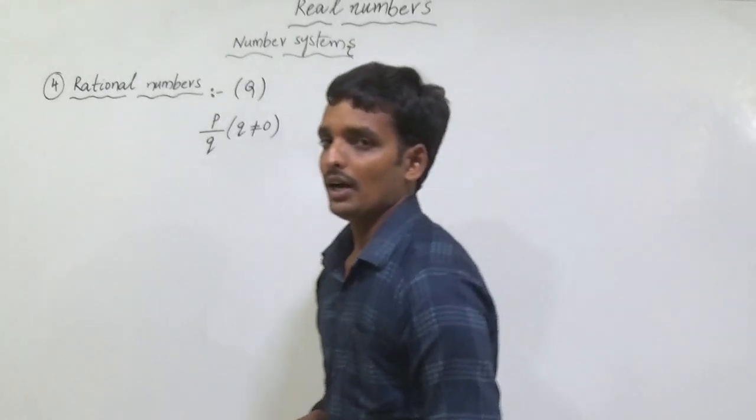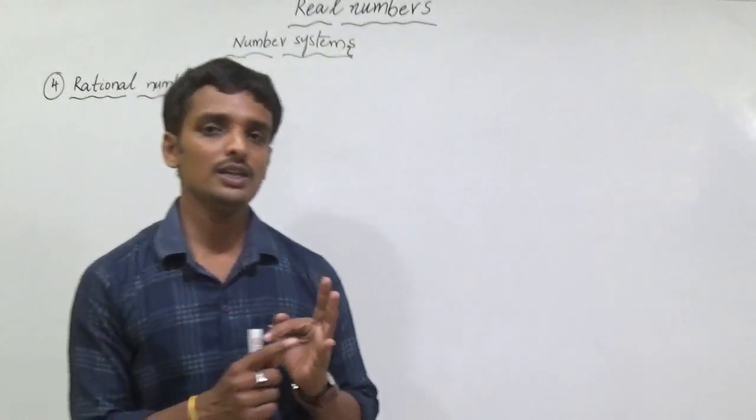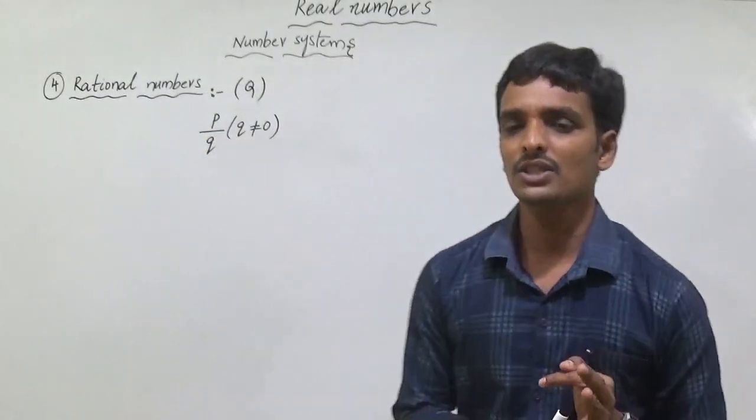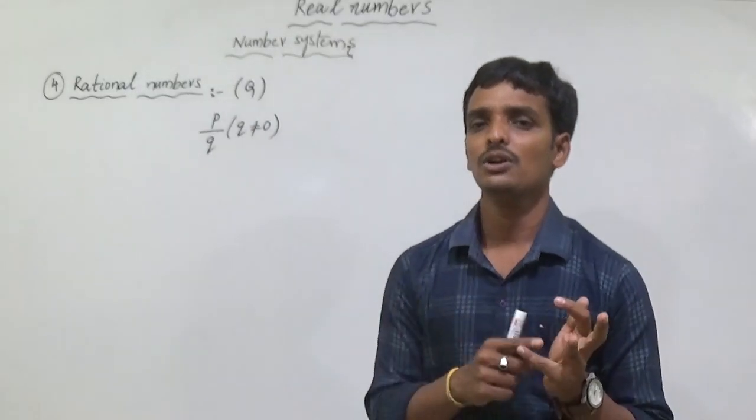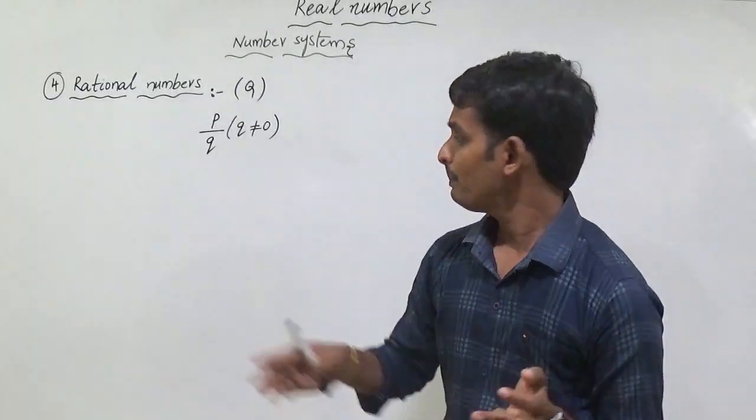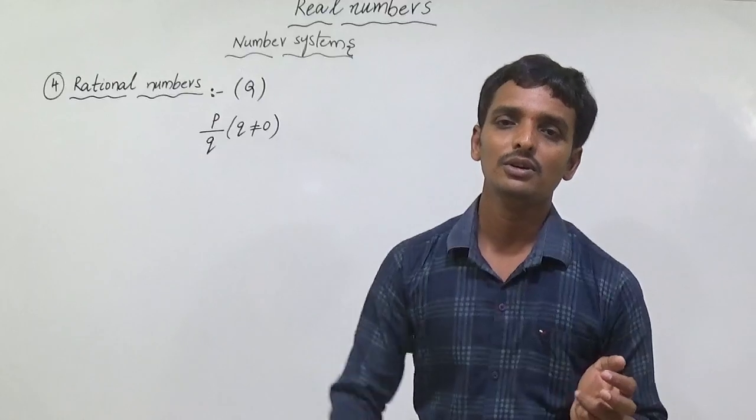So I will ask you three questions. What are the rational numbers? The numbers which are in the form of P by Q, where the denominator Q is not equal to 0, are called rational numbers. What is the general form of a rational number? P by Q is the general form of a rational number.